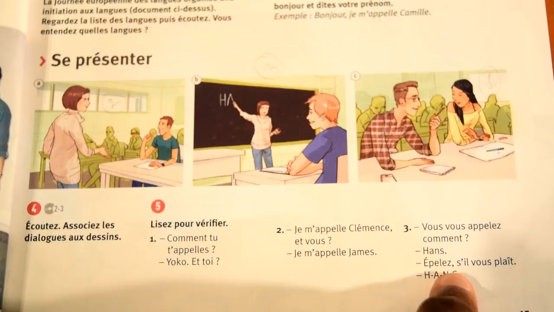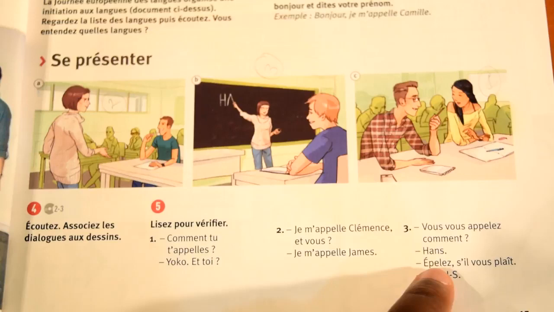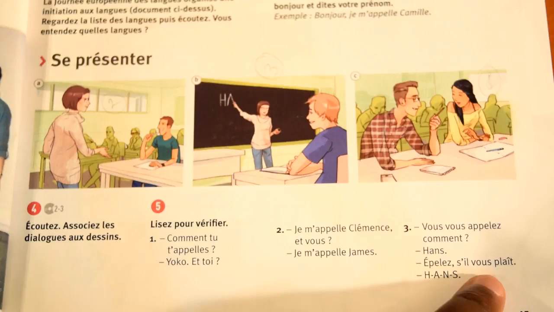Vous vous appelez comment? Still, what is your name? Hans. Épeler, s'il vous plaît. Épeler means spell it. He just said his name, but then the other person is asking him to spell the name. S'il vous plaît means please. And then he goes ahead to spell his name. H-A-N-S. H in French is pronounced as Arch.